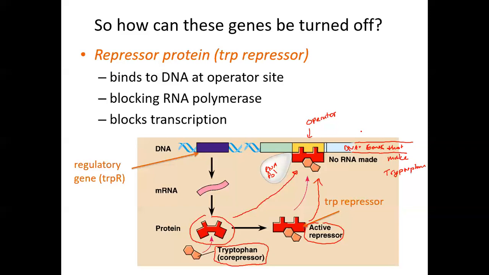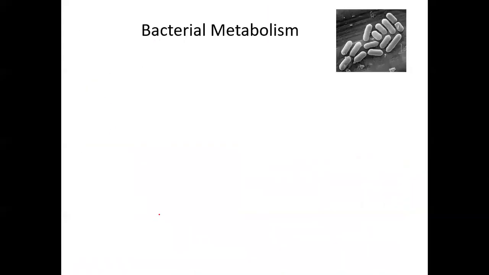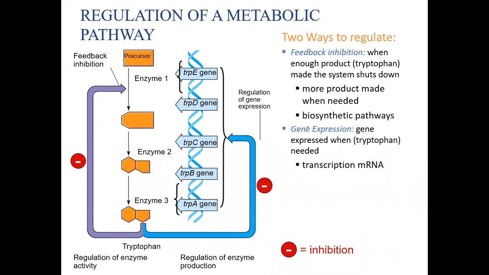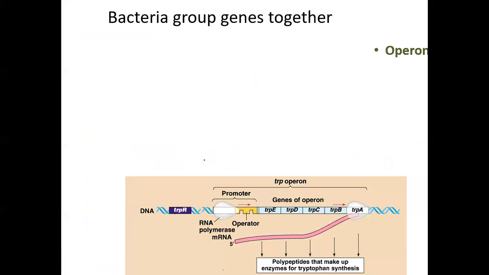So let's think about it from this standpoint. Let me jump back here. If this first example is about how we turn off gene expression, well, what if the cell made a bunch of tryptophan? That tryptophan is going to bind to one of those repressor proteins, and it's basically letting the cell know, hey, we have plenty of tryptophan. We don't need to make any more enzymes to make tryptophan. And that's what this whole model is showing you.